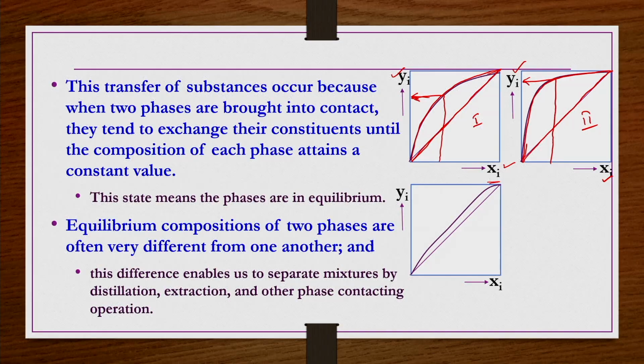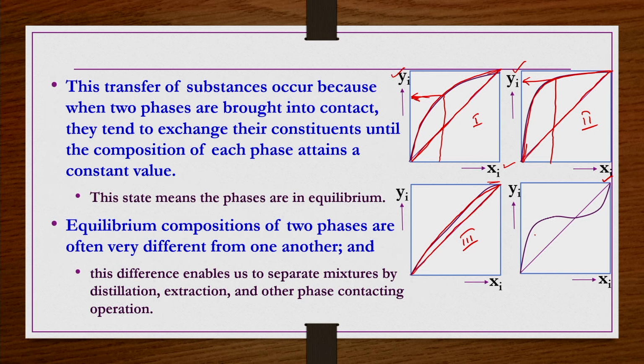Okay. So, let us say you have an equilibrium curve like this, as shown in this third picture. This is very close to the diagonal line. That means the separation is going to be very difficult. It is possible, but the severity of conditions may be high, and the separation cannot occur easily. So, we have to use a severe operating condition to get this separation to take place.